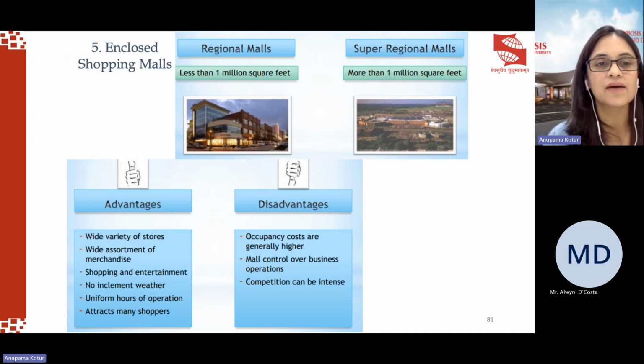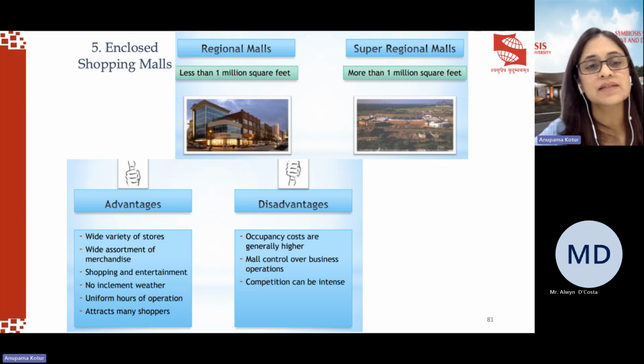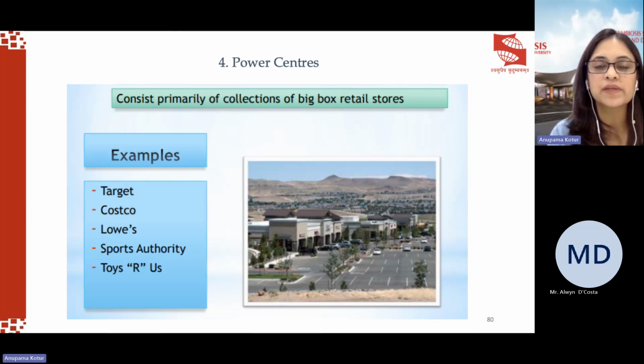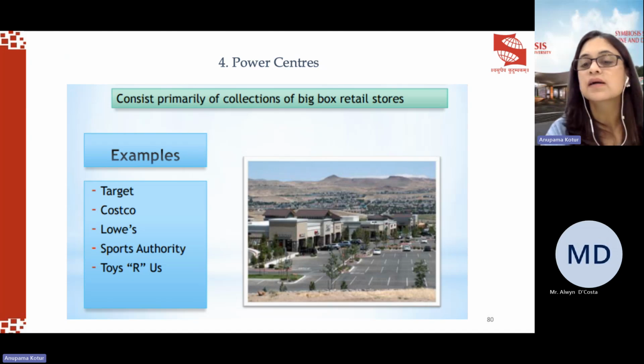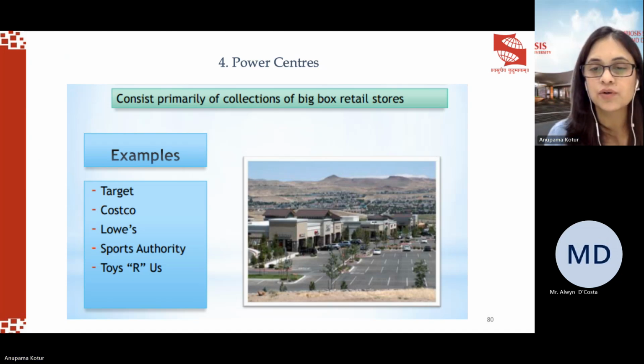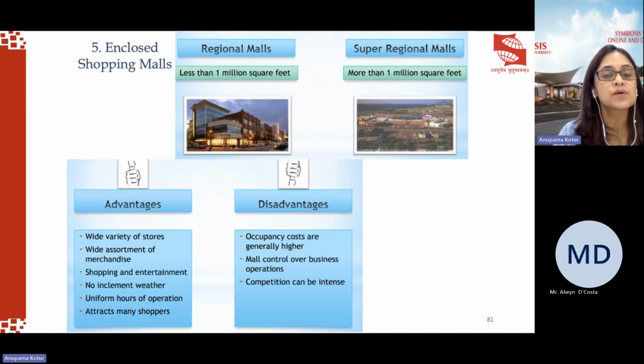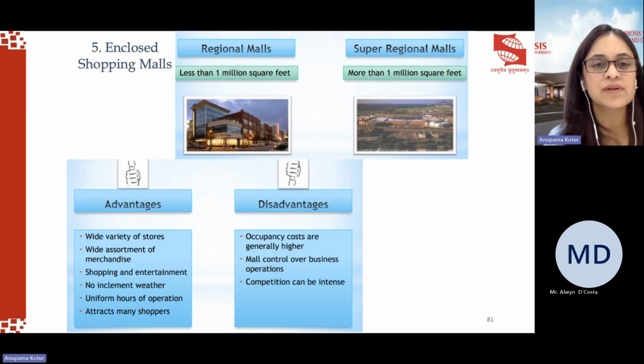And then, of course, we have enclosed shopping malls, the ones that we are very familiar with. Why do we call them enclosed shopping malls? Because we saw power centers, and these are usually open air. You will not find high rise complexes here, but these are spread out geographically, and you will find a lot of stores in one place, right? And then usually they are just one or two floors each, as opposed to enclosed shopping malls, which typically you will find everywhere.